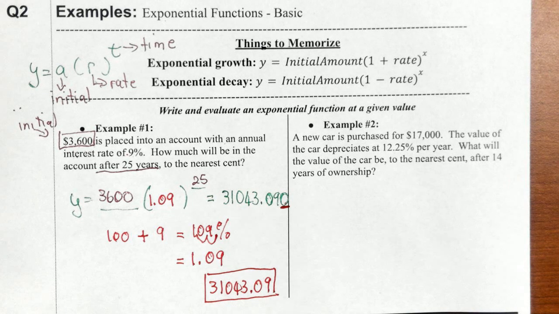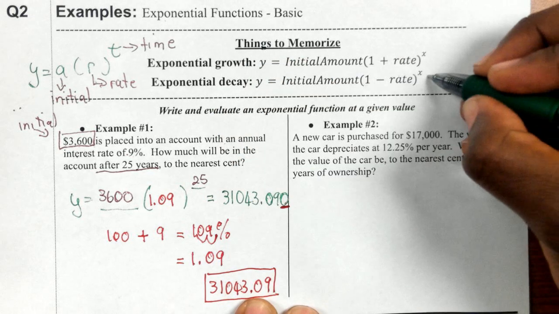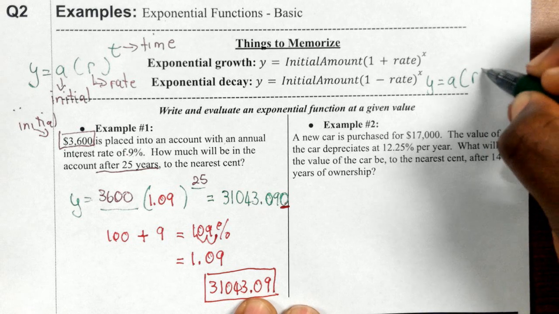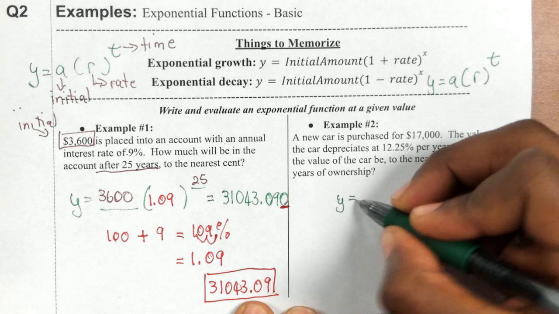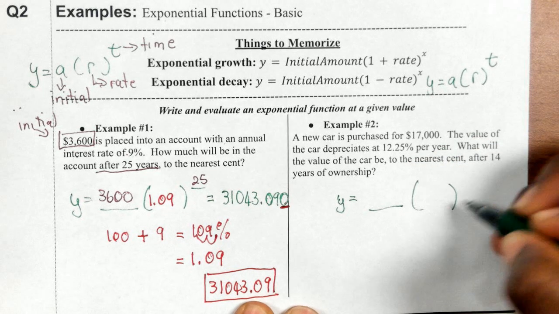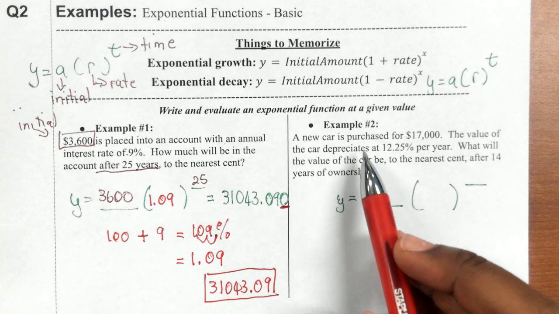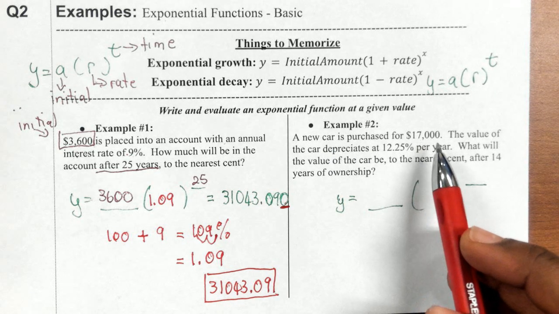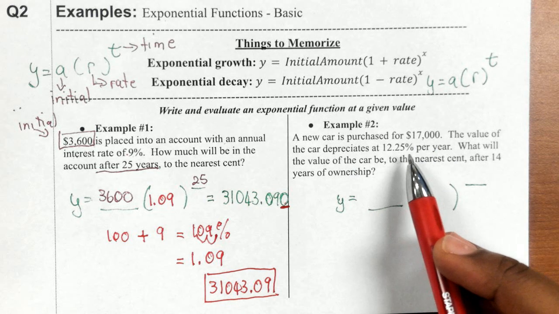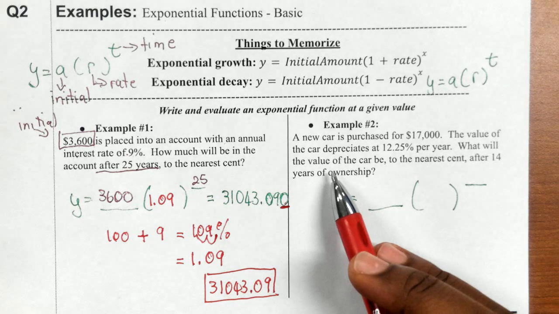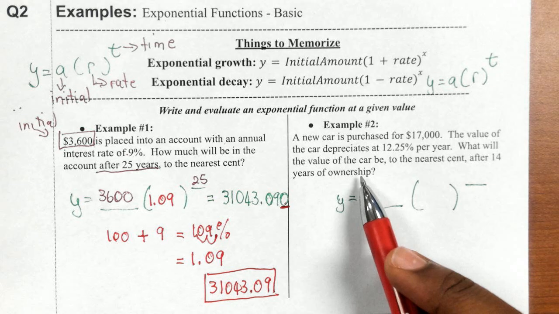Okay? So let's try to do the next one. Again, guys, we know that the general form for an exponential function is y equals a parentheses r to the exponent t. So we're going to set up a form y equals some initial value, some rate over some period of time. The question says a new car is purchased for $17,000. The value of the car depreciates at 12.25% per year. What will be the value of the car to the nearest cent after 14 years of ownership?